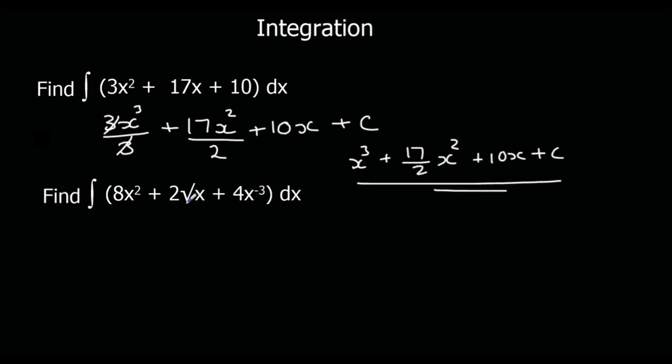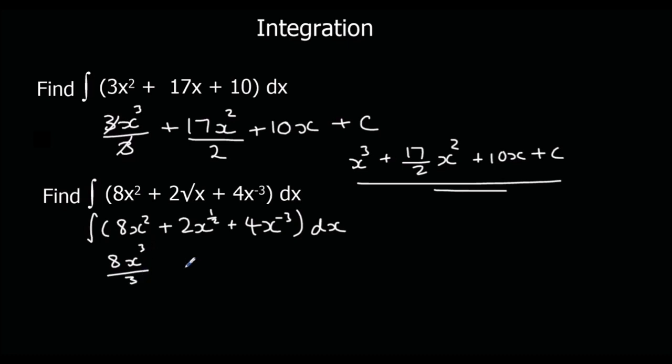Okay, the second one, we have to change the root x to x to the half before we can integrate it. So we've got 8x squared plus 2x to the half plus 4x to the power of minus 3. Again, the same process. Add 1 to the power, divide by the new power, and plus a c on the end. So 2 plus 1 is 3, divide by 3. Half plus 1 is 3 over 2, divide by 3 over 2. Minus 3 plus 1 is minus 2, and we can divide by minus 2, and plus c on the end.